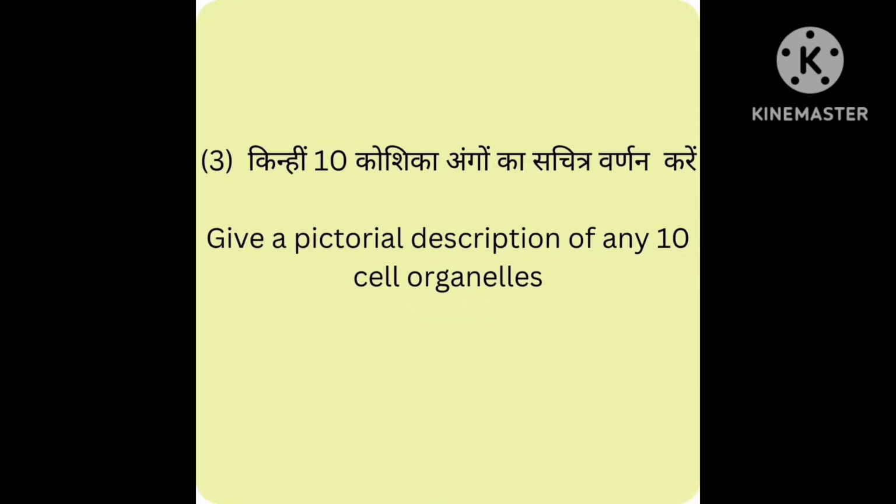Your next question is किन्हीं 10 कोशिका अंगों का सचित्र वर्णन करें. Give a description of 10 cell organelles. Here you write different cell organelles, for example ribosome, mitochondria, lysosome, cell membrane, nucleus, Golgi bodies, etc. and make a diagram also.